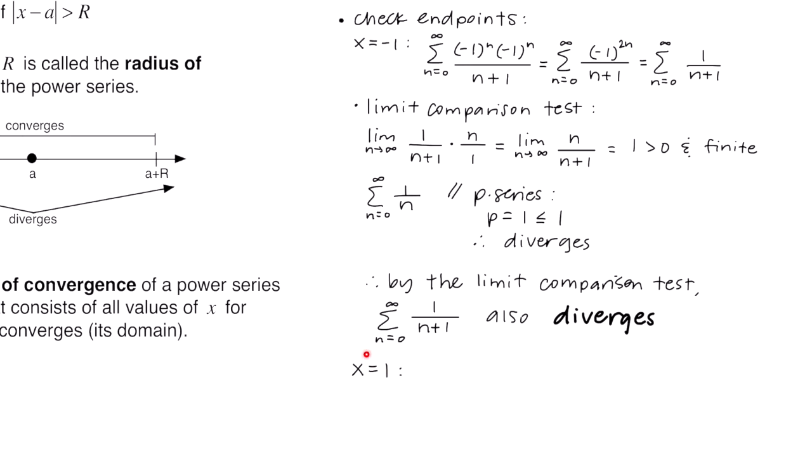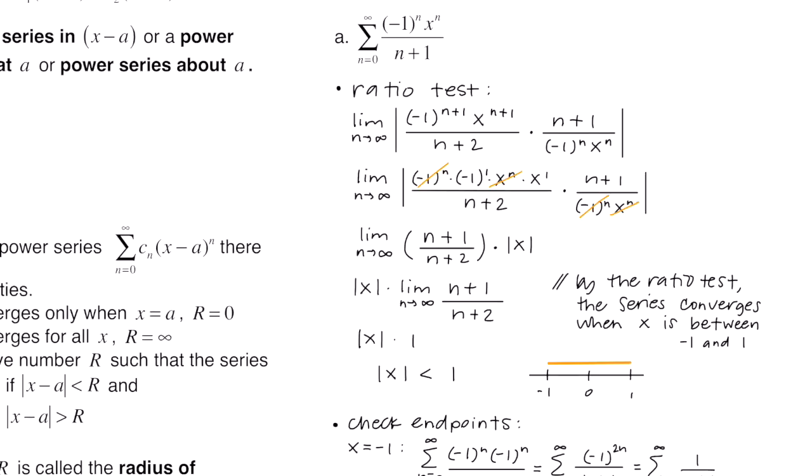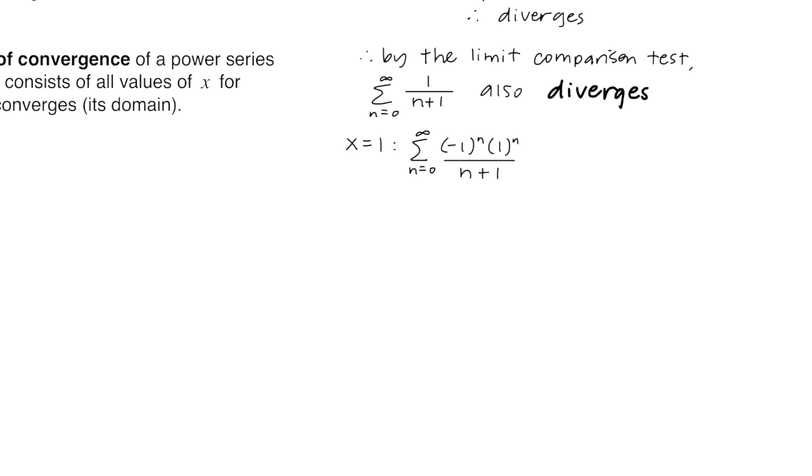So next, we're going to check the endpoint x equals +1. So again, that means we're going to take +1 and plug it in right here for x. So that means right here we have 1 to the n, and 1 to the n is just 1. So you can rewrite this series as -1 to the n over n plus 1. And now you'll notice this is an alternating series, so we can use the alternating series test to determine whether this converges or diverges. So for the alternating series test, remember b sub n is the part of this series that doesn't alternate, so that's going to be the 1 over n plus 1.